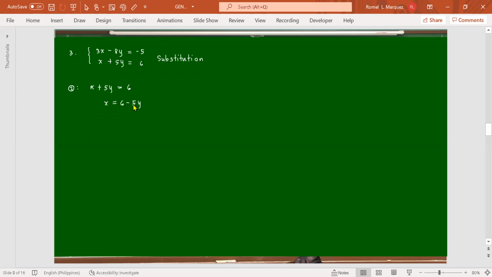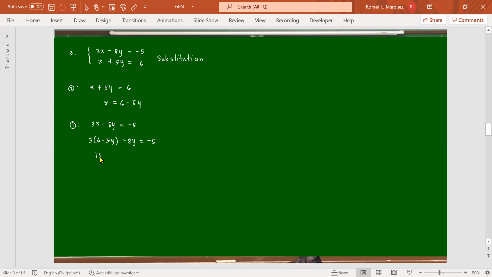Then substitute this value of x to the first equation. What is my first equation? 3x minus 8y equals -5. So we replace the x by 6 minus 5y, so that you will get an equation in one variable, okay?